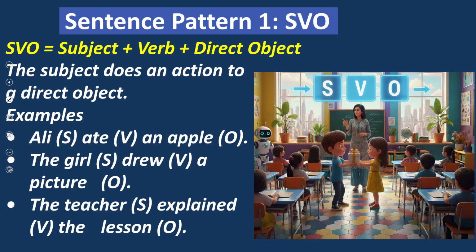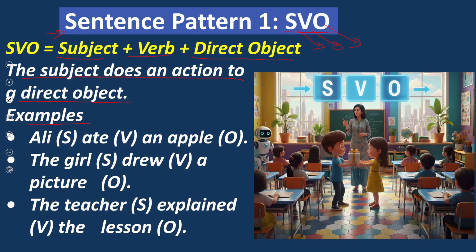Here, sentence pattern number one, and this is SVO. This is the simple sentence structure. You know very well, this is subject, this is verb, and this is object. Now, look at this. SVO: subject, verb, direct object. Here, we are talking about just the direct object. In this sentence pattern, our focus is on the direct object, but we are not discussing the indirect object right now. The subject does an action to a direct object.